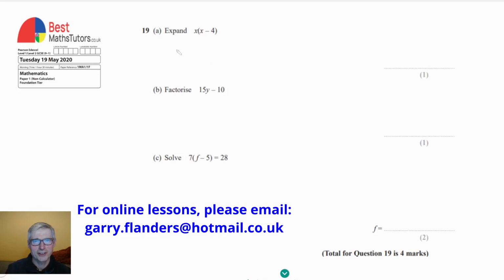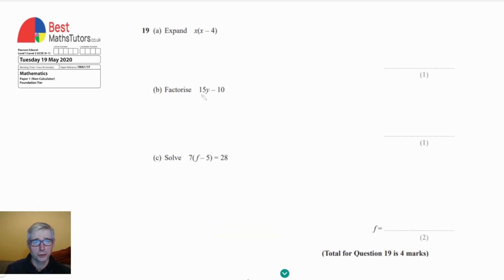This is question 19 and it's a question involving algebra and expanding brackets and also factorising. So what we can see in the first part, part A, we've got to expand x open bracket x minus 4. So that just means that the x on the outside is multiplying everything on the inside.